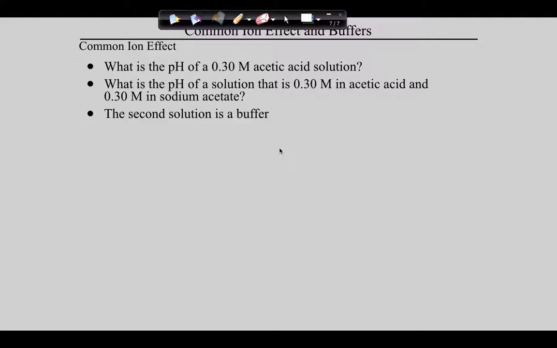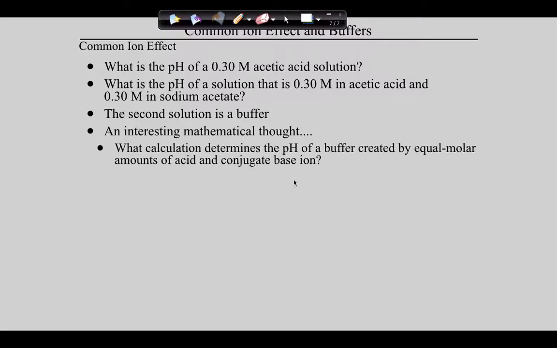But before we do, there's one more thing we've got to include. I don't know if you've already written this down, but remember, you already wrote this down, right? Don't write it again. If you have equal molar amounts of acid and conjugate base, the pH is pKa. You're good? Okay. So let's talk about buffers.